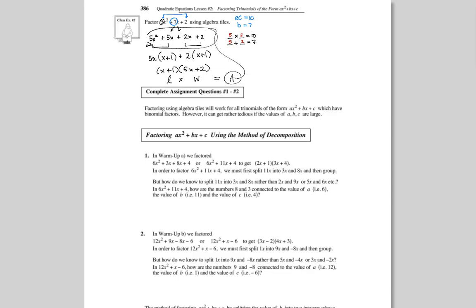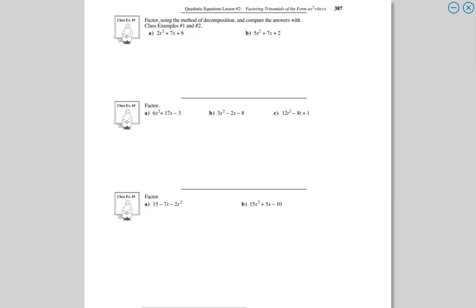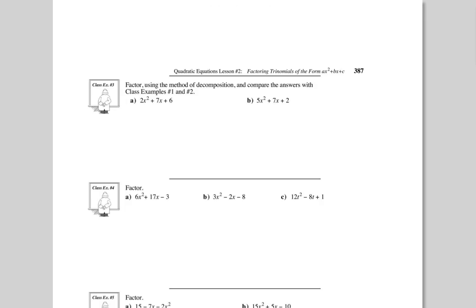Anyways, so now this is the decomposition method that the book wants us to do. It's the same stuff as... So we already did these ones. So let's go to class example 4.